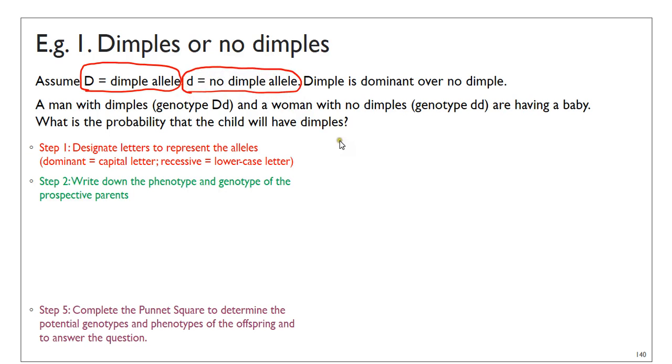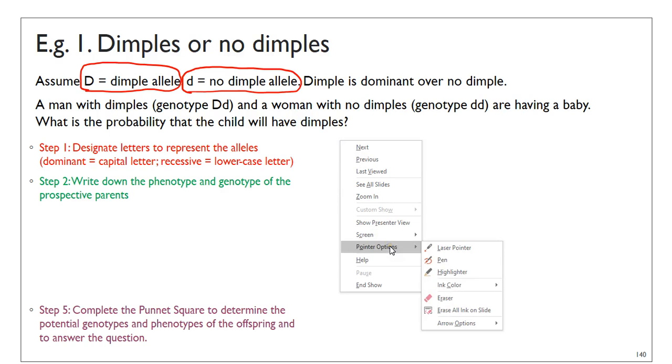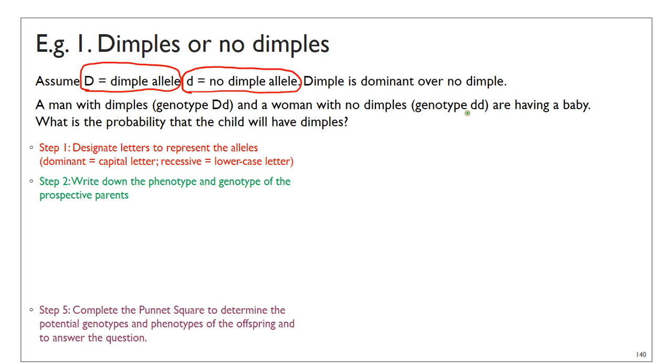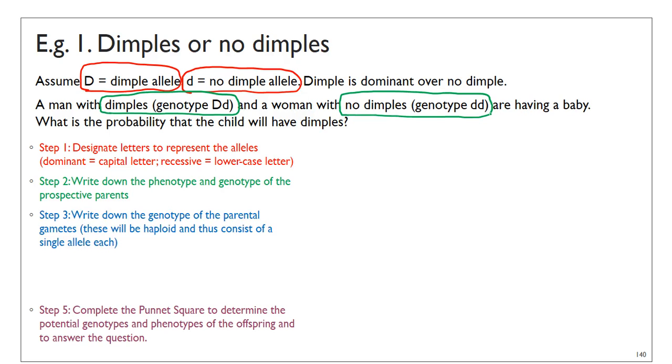Step 2 is to write out the phenotype and genotype of the prospective parents. This also has been done for you in this question. I know that the father's phenotype is that he has dimples and his genotype is heterozygous at that trait, and the mother's phenotype is that she has no dimples and her genotype is that she is homozygous recessive at that trait. So I already have step 2 done for me by the question.